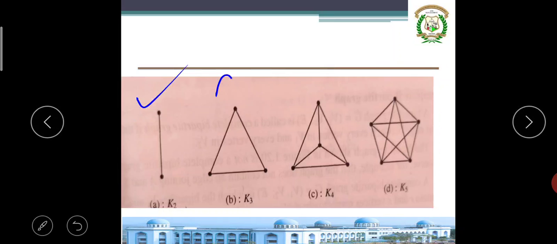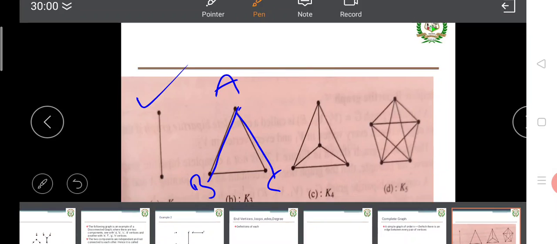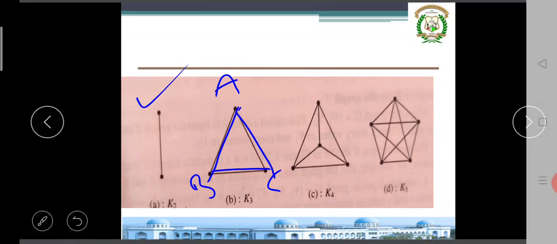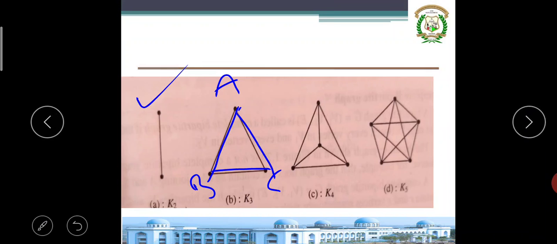This graph, how many vertices are there? 3 vertices are there. Are all vertices connected? A to B, an edge is there; A to C, an edge is there. B to A an edge is there, and B to C an edge is there. C to A an edge is there, C to B an edge is there. So there is a connection from one vertex to all other vertices. So this is a complete graph. No parallel edges, no loop. So it's a complete graph. If you observe this, is it a complete graph?